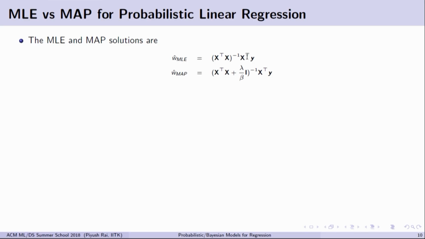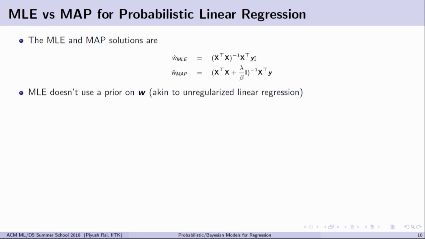So again, just to summarize the MLE and MAP for linear regression. We saw that the solution for the MLE is equal to (X transpose X) inverse X transpose y. The MAP solution is (X transpose X plus lambda by beta times I) inverse X transpose y. Okay. So I did not do the full derivation of how you get this, but I believe you would have done it in the linear regression lecture. This is just like taking the derivative with respect to W, setting it to 0, and you get this solution.